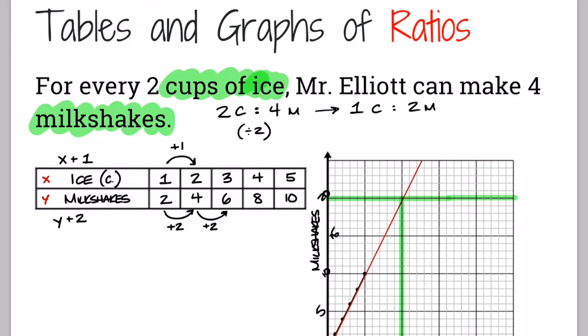So there's a way that I can create a table and then graph my table so that I can see how that ratio plays out. And that line, if I wanted to keep going up, I can say how much ice to make 30 milkshakes or 40 milkshakes and so forth. Or vice versa, how many milkshakes will 15 cups of ice make? That ratio is the way that it would play out. So that's another great way to use ratios with tables and graphs.